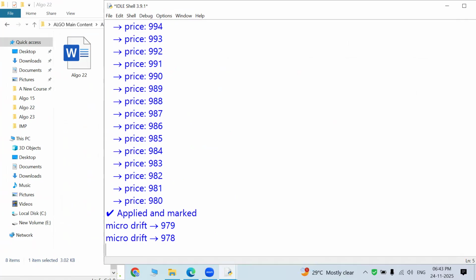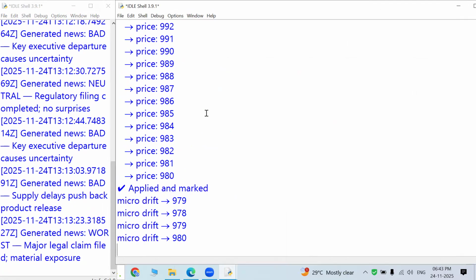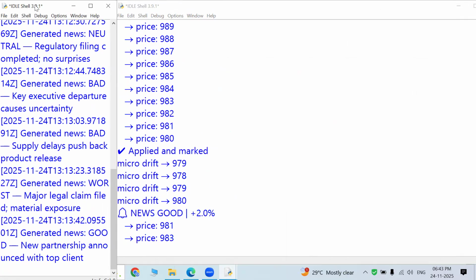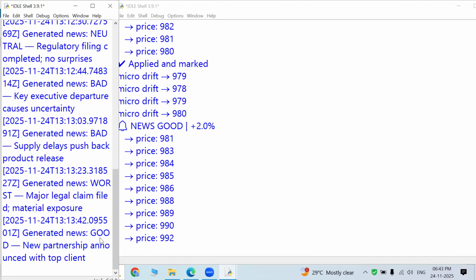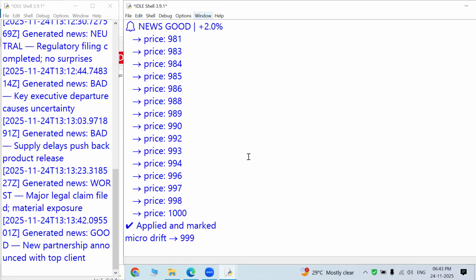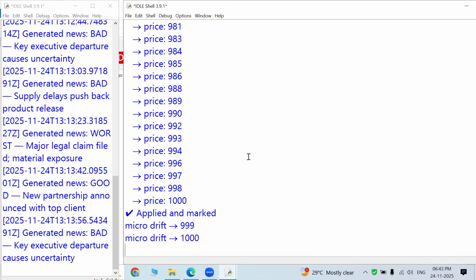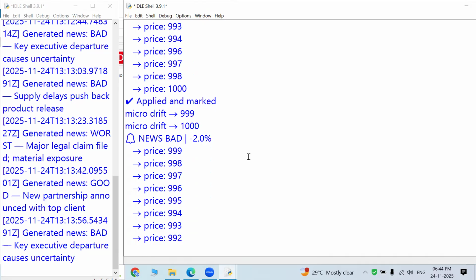Okay, for a second you need to wait. See here, let me align. Okay, great. So now you can see there's a continuous change between bad news and good news. There's good news, the market is going 2% up, you can see in the 15th step. Now there's no news flowing, so the market drifts up and down. Okay, bad news has come, the market is falling 2%.